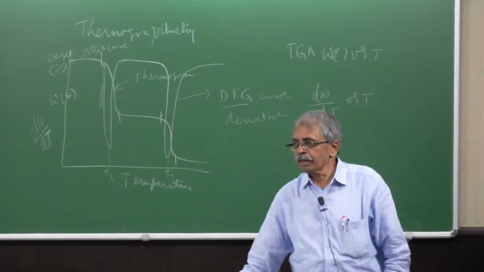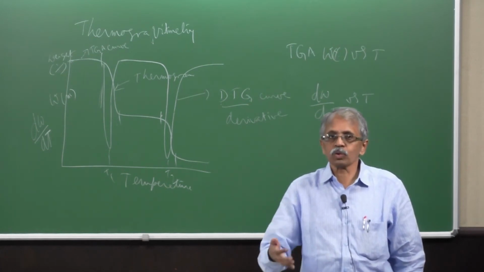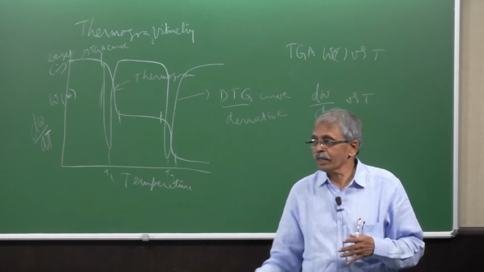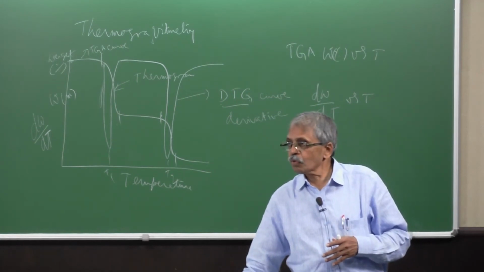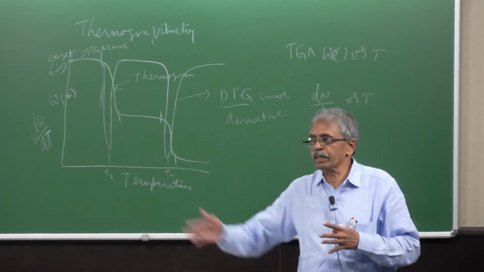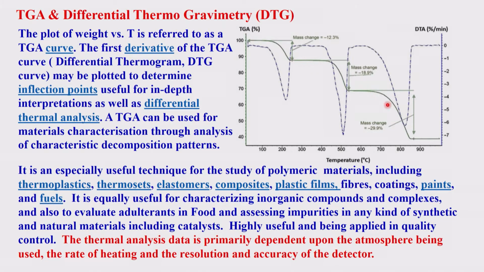The rate of heating obviously will also have influence on the resolution, how well each of these peaks, this drop, this drop, this drop is resolved. If they are close by and you are going at a fast rate, you will not be able to resolve these steps, and that is what is called the resolution. If you are not able to resolve these steps, the accuracy will obviously be lower. So the better the resolution, the better the accuracy.